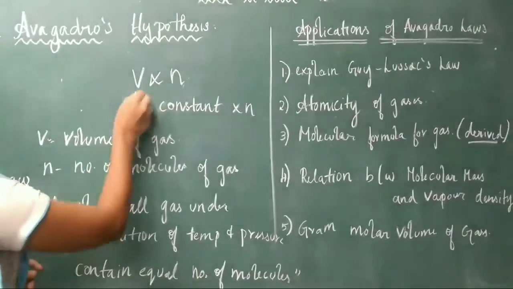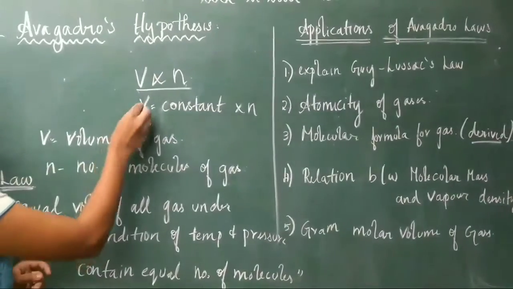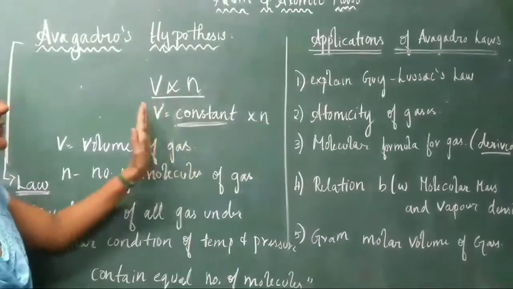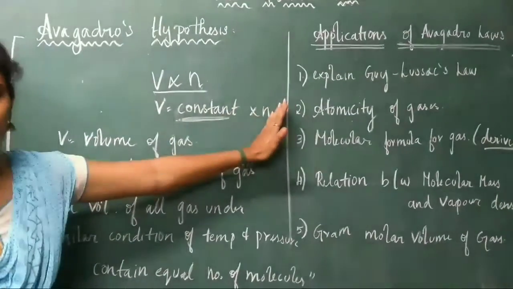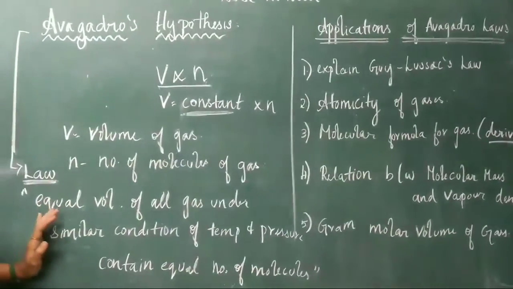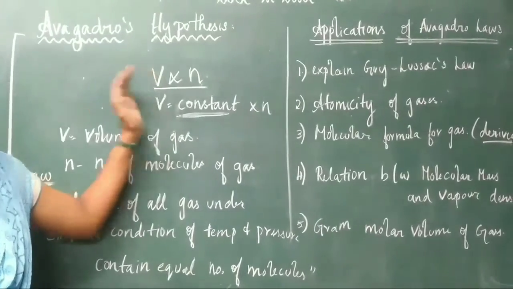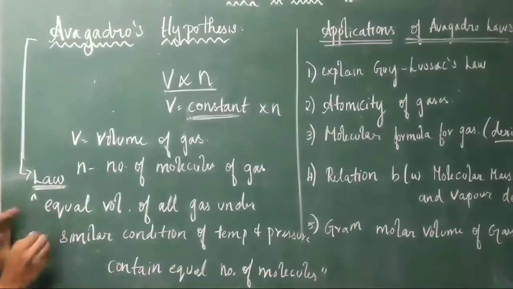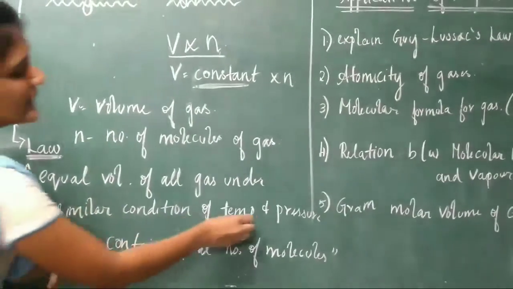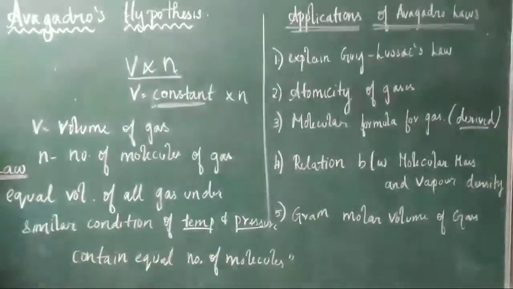This is known as Avogadro's law, and it is mathematically represented by V is directly proportional to N. That is, the volume of the gas is directly proportional to the number of molecules. A constant is then added, so V is equal to constant into N. That is, volume is equal to a constant times the number of molecules. This is Avogadro's law, under similar conditions of temperature and pressure, and we should give equal volume. Equal volumes of all gases under similar conditions of temperature and pressure contain an equal number of molecules. This is known as Avogadro's law.